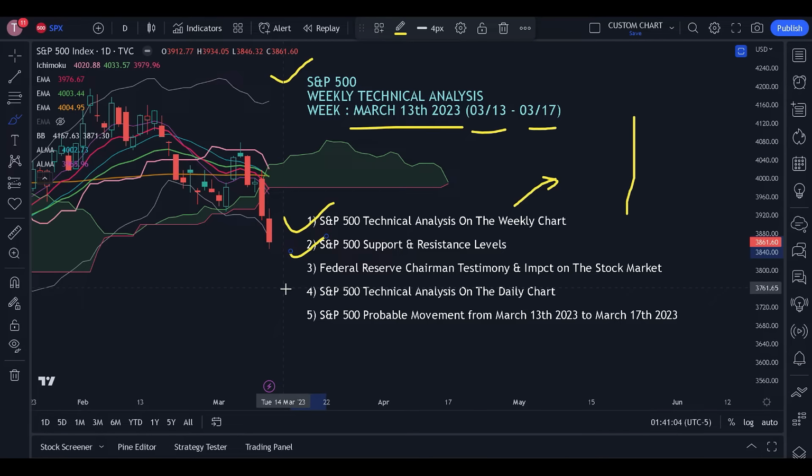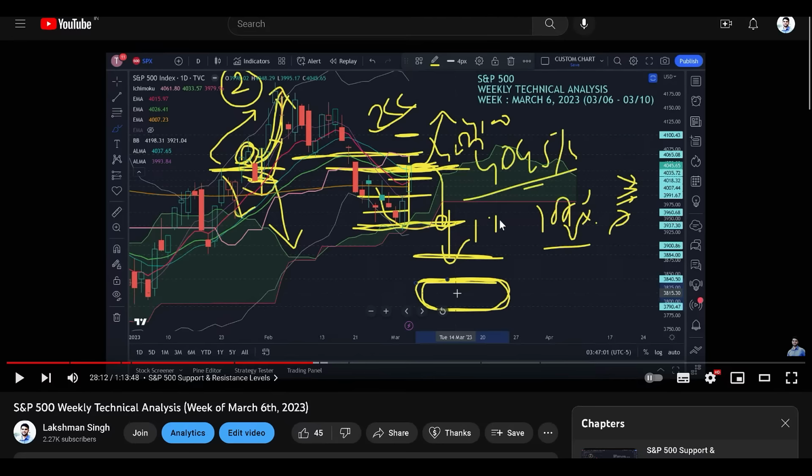Then comes the second point of the agenda of this S&P 500 weekly technical analysis, and this second point is the S&P 500 support and resistance levels. In my previous S&P 500 weekly technical analysis, I mentioned that in the coming week, whatever has happened in the recent week, whatever is going to happen, it will be in between the zone of 4035 and the zone of 3840 to 3790.